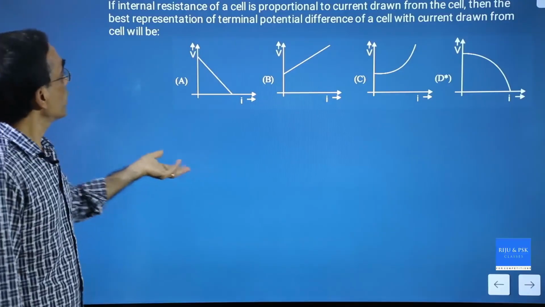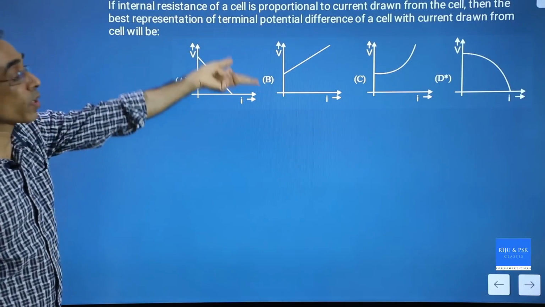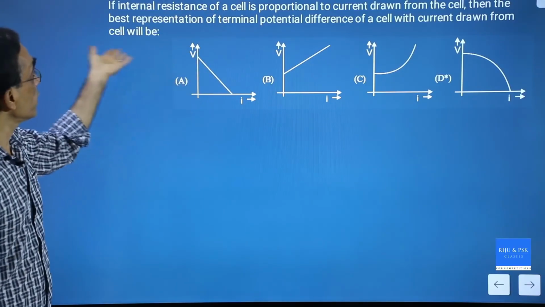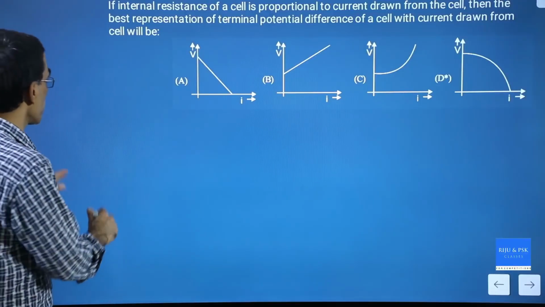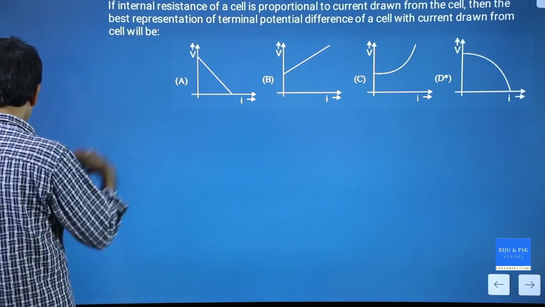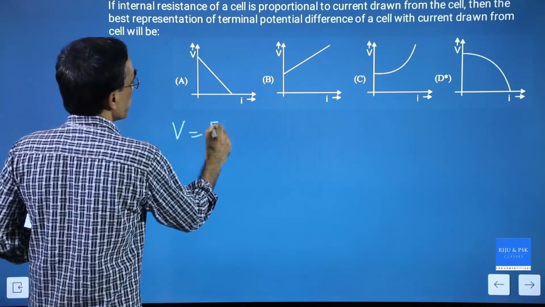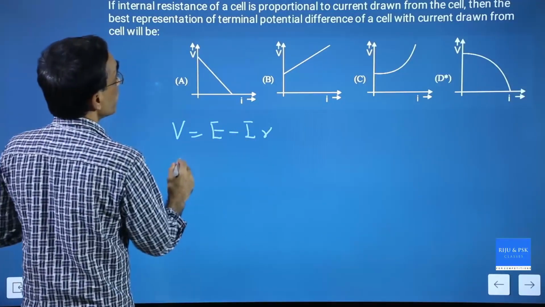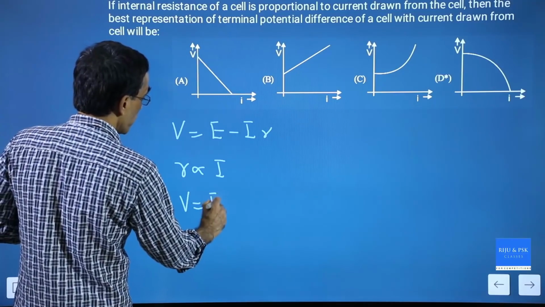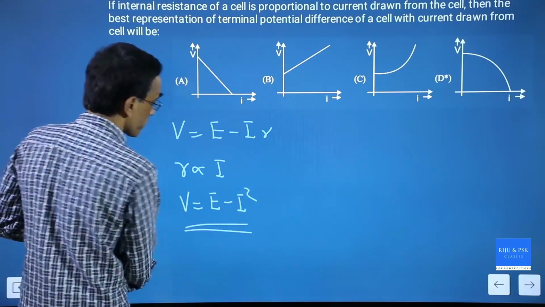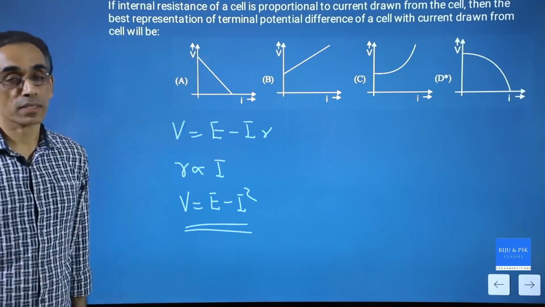Another one from your common DM: internal resistance of a cell is proportional to current drawn from the cell. Then the best representation of terminal potential difference of the cell with current drawn from the cell. This is pretty easy because the conditions are direct. We have V equal to E minus Ir, but it is given that internal resistance is proportional to current. So this will give you V equal to E minus I square. It's a VI graph. V equal to E minus I square. Choose which is the best graph.